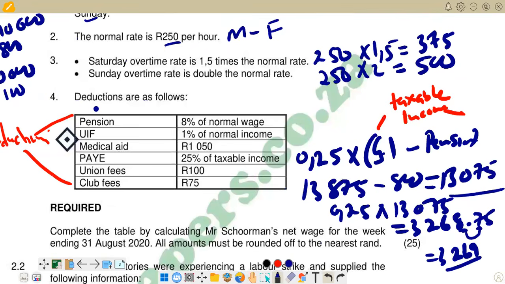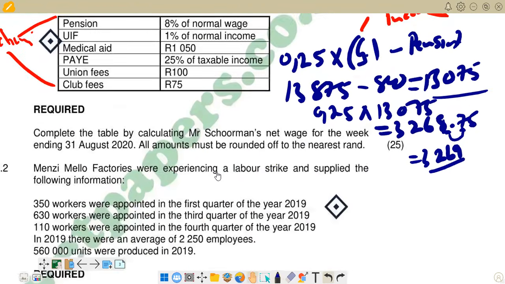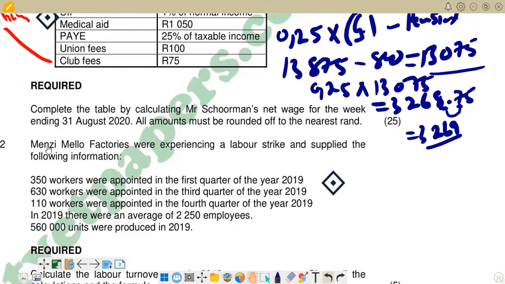Go back there to check if we've got, yes, we've got 2.2 there. Let's go down to check the next question. Saying Men's Melo factories were experiencing a labor strike and supplied the following information. We've got 350 workers were appointed in the first quarter of the year 2019, and then we've got 630 workers were appointed in the third quarter of the year 2019. Then 110 workers were appointed in the fourth quarter of the year 2019. And then in 2019 there were an average 2,250 employees, and then lastly 560,000 units were produced in 2019.